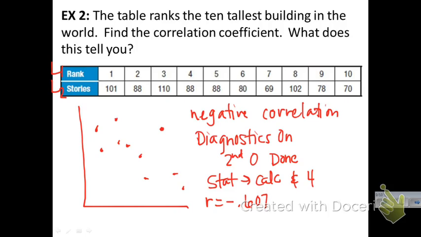Now we could look at our graph and determine that it was negative. We knew that it wasn't strong negative, so we can see here that the closer that number gets to -1, the more linear our line becomes, and here we can see it's not quite linear. So that tells us a little bit about the correlation. What does it tell us? That there is a negative correlation between rank and stories.